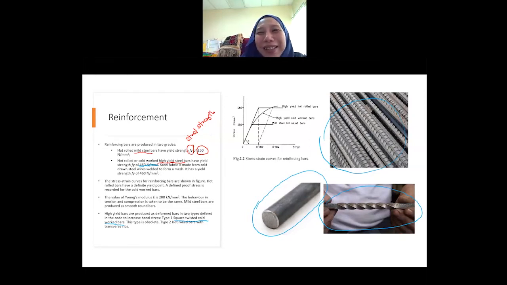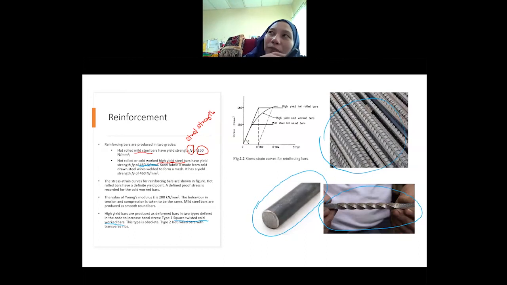Ingat lagi kah? Tak ingat. Okay, so this type of graph reflects that one. Reflect that Hooke's law yang kita mungkin belajar dulu yang mungkin tak ingat lah. Just a theory.